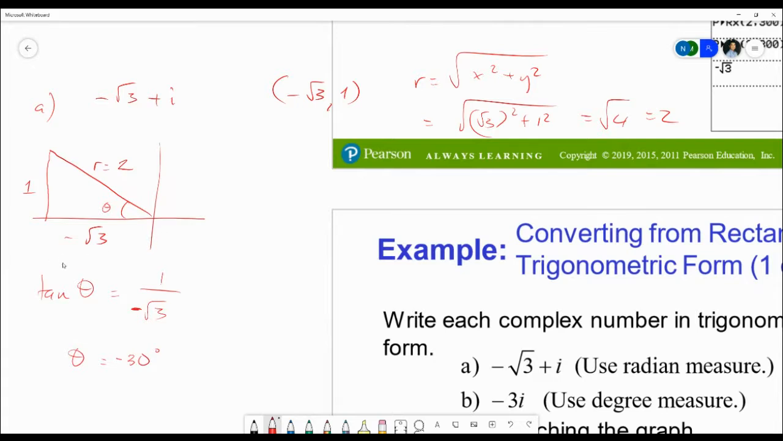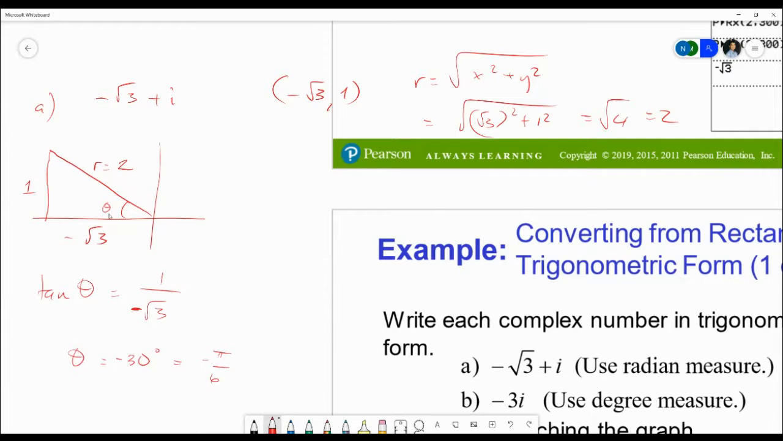Complex plane, is it always in degrees? Do we not use radians? Okay, so it's not limited to degrees, I can use both, got it. Yes, yes. Yeah, so I'll show you. So we have negative 30 degrees or negative pi over 6.